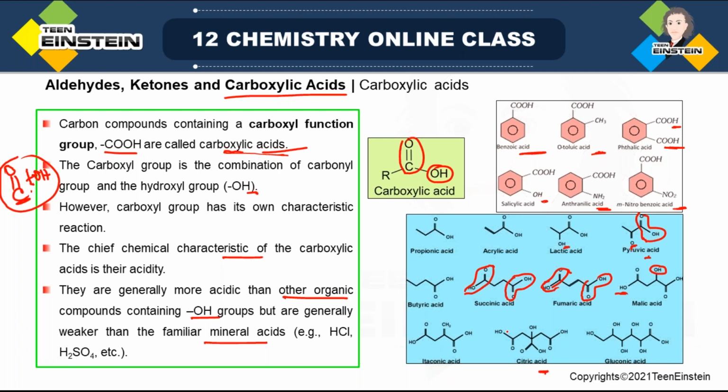Citric acid, this is interesting. You will find a total of 3 carboxylic acid groups, and then there is an OH also. Gluconic acid, so many OH groups are there, and 1 CO2H group. Fine.